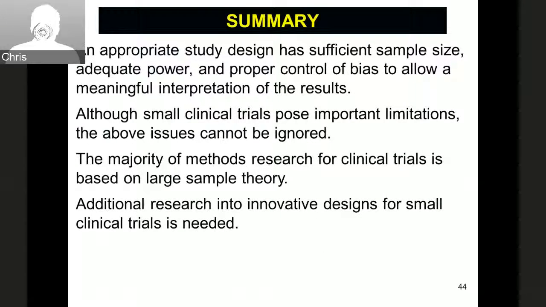So to summarize, this was a lot of material, small sample size trials. Again, you could have a whole day workshop on this topic. But the thing I want to particularly leave you with is that regardless of what type of study you're doing, what sample size you have, what disease area you're looking at, you really need an appropriate study design. That appropriate study design should be set up to answer a clear question. It should have a sufficient sample size to answer that question. It should have adequate power as a result of that sample size, and you should have proper control of bias in order to allow a meaningful interpretation of the results.